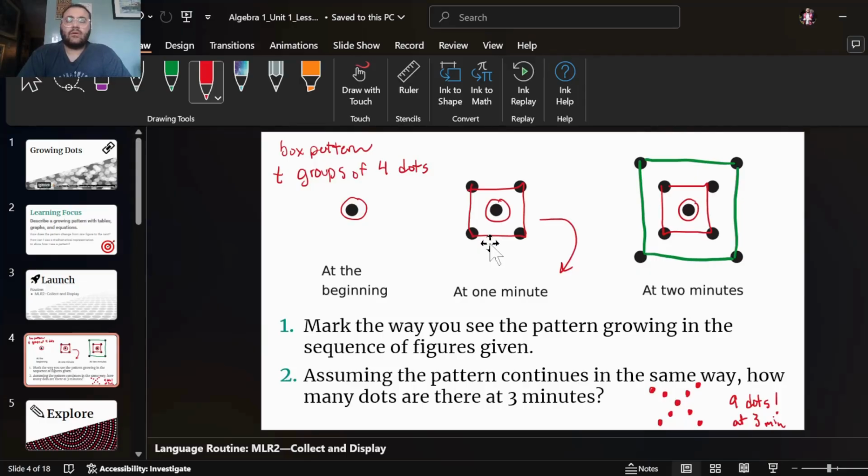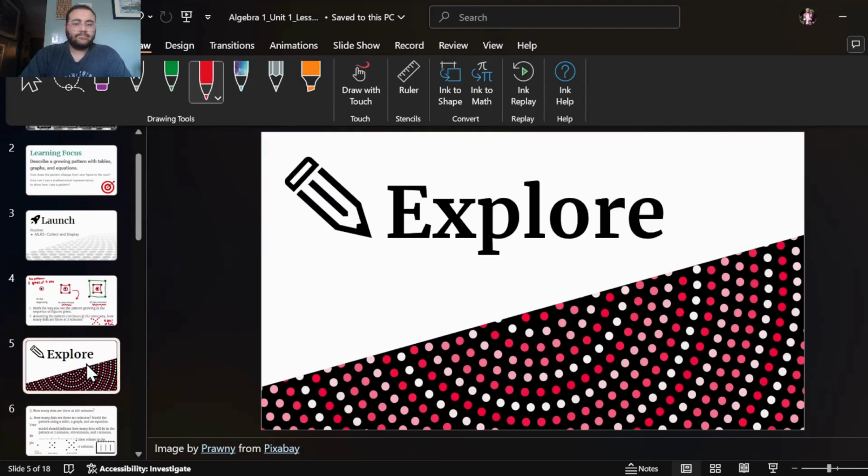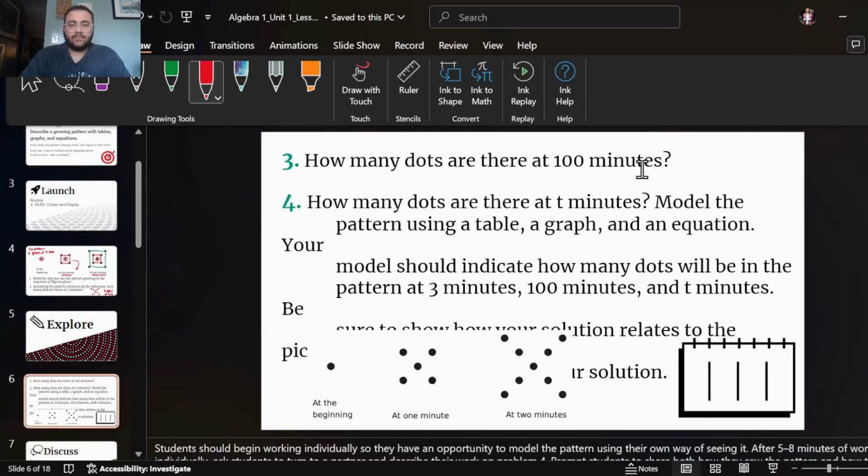Students, I urge you to make every effort in this unit to find a connection between the pattern that you see that's growing. How is that related to the minute? That is probably the biggest takeaway from this unit, having taught it for 3 years. Find a relationship between the pattern that you see and the number of minutes. Okay, so we're going to move on to our explore.